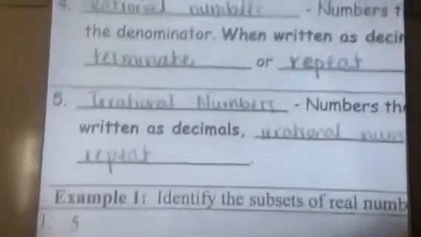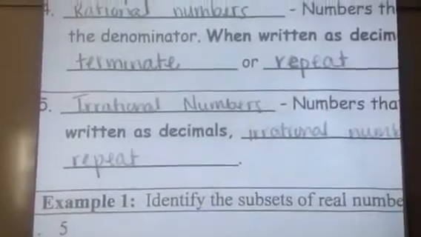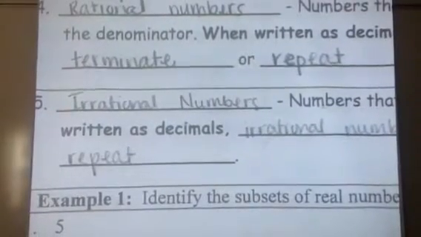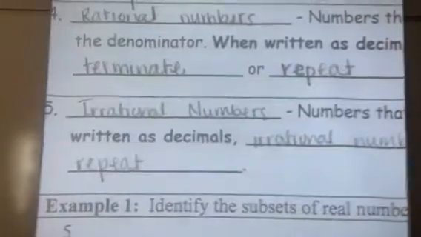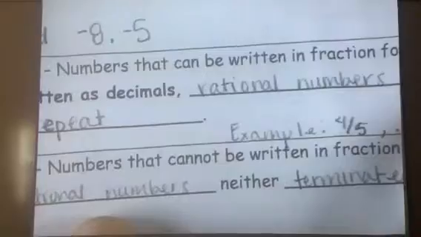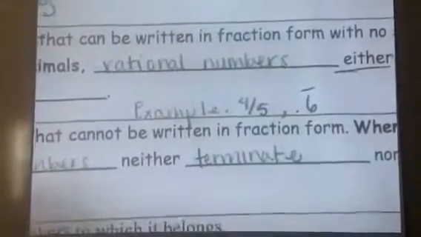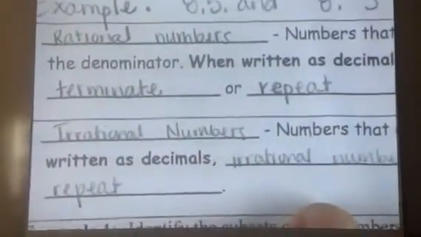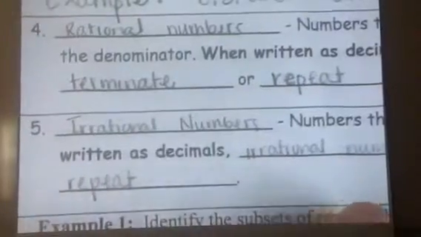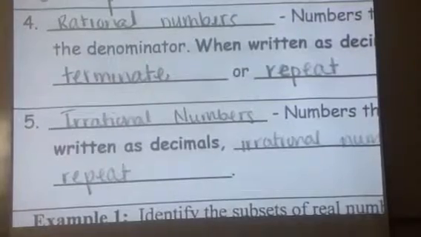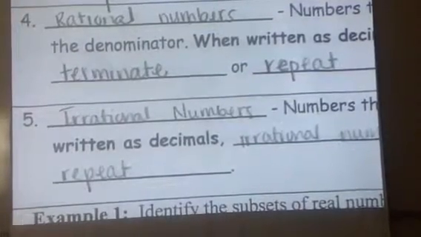Now rational numbers, those are numbers that can be written in fraction form. They cannot have a 0 in the denominator. Now what you need to know is that when written as decimals, rational numbers either terminate or repeat. Rational numbers either terminate or repeat. So an example of a rational number would be something like 4/5. Okay? 4/5, when written as a decimal, is 8/10, or 0 and 8/10. That's a rational number because it terminates.